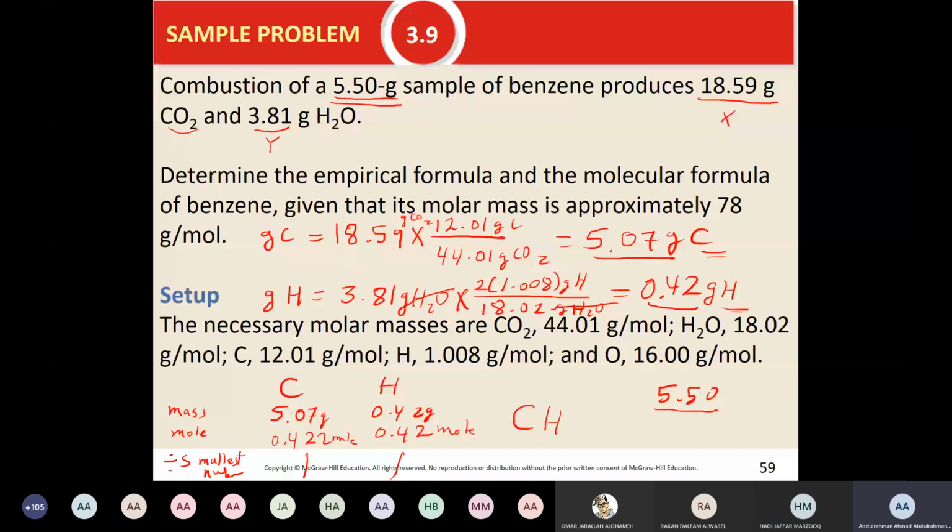Okay, is this clear? So this is now the empirical formula. Good. If the mass of the molecular formula is 78.12, 78.1, then what's the molecular formula? What should you do?